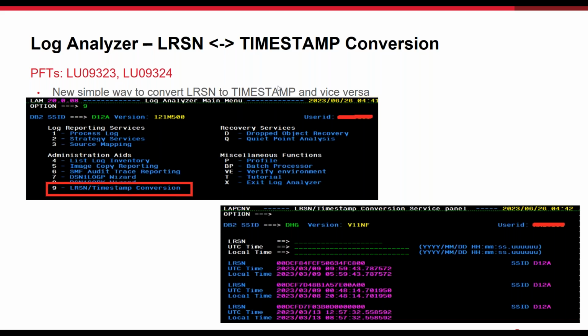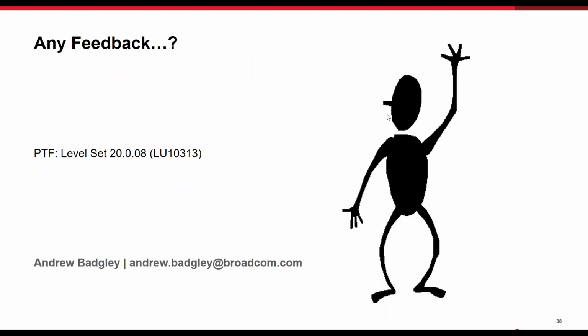and to convert supplied values to the corresponding values just below. There's only one caveat associated with the feature: it's not supported on non-data sharing subsystems. The reason is that in this case, the RBA is the main identification, not the LRSN. So if such a situation occurs, Log Analyzer shows an error message and will not process the request. And that's about this new utility. We can go to the next slide if there's any question.